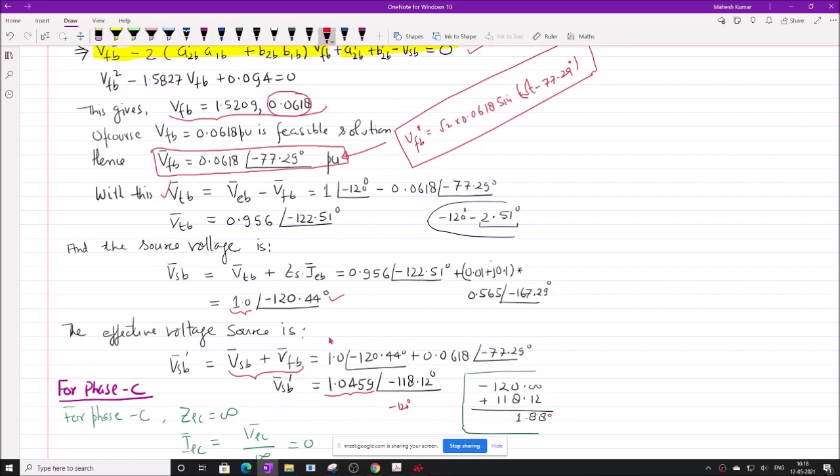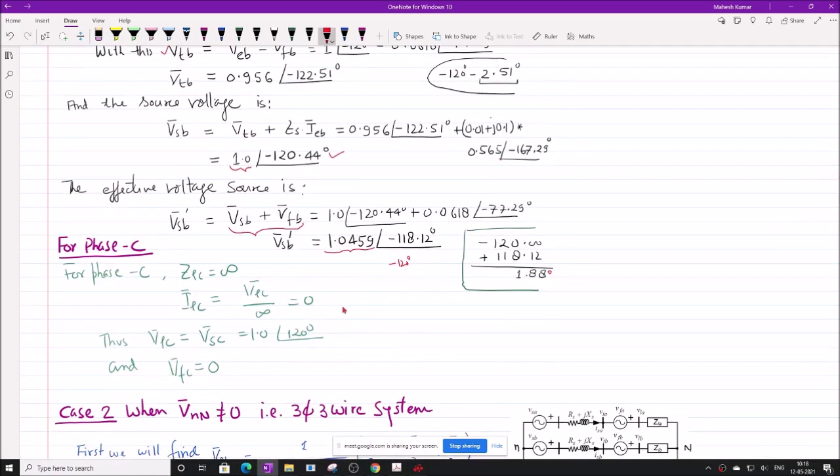Phase C is not a problem at all, because phase C is open, the load is open, hence ZLC is infinity and ILC is 0, therefore VLC is same as VSC, and VFC is equal to 0. There is no need for any compensation for this phase. So these are the solutions for the DVR for 3-phase 4-wire system.